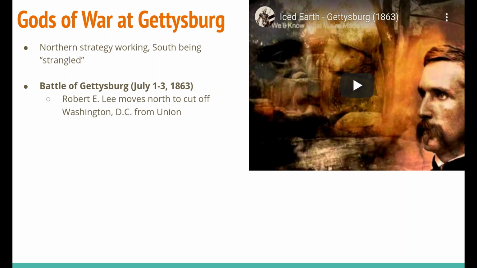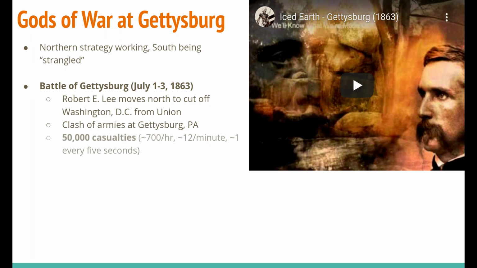He tries to, at the Battle of Antietam. And he's going to find just as much success here, right? He's ultimately not going to win. So Robert E. Lee moves north to cut off Washington, D.C. from the Union, and they have this huge, massive 3-day-long battle at a place called Gettysburg, Pennsylvania.